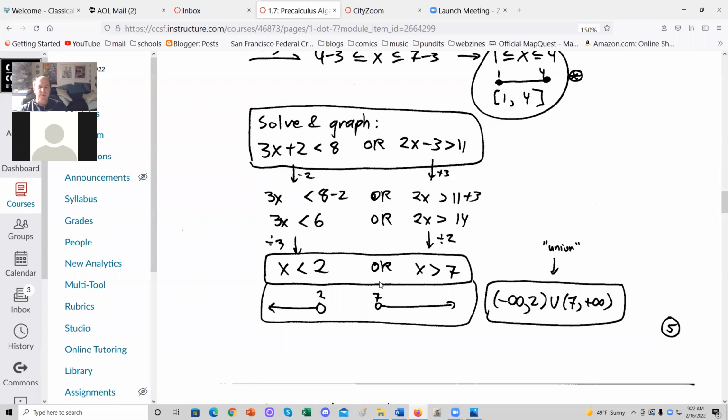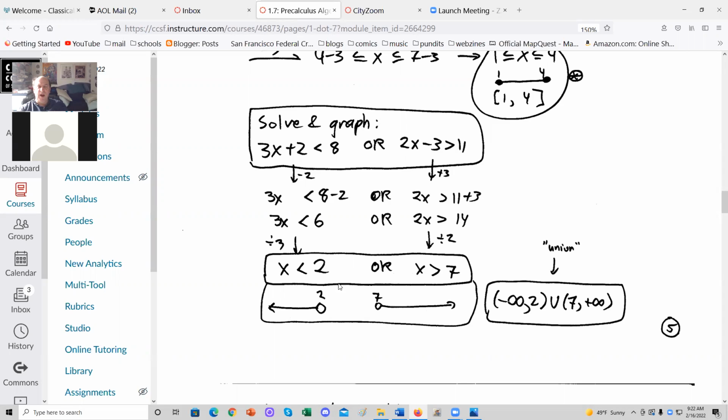X less than 2, or, and then from here, 2x minus 3 is greater than 11. Add 3 to both sides. 2x is greater than 11 plus 3. 2x is greater than 14. Divide by positive 2, and that keeps the inequality the same. And we get x greater than 7. So x is less than 2 or x is greater than 7.